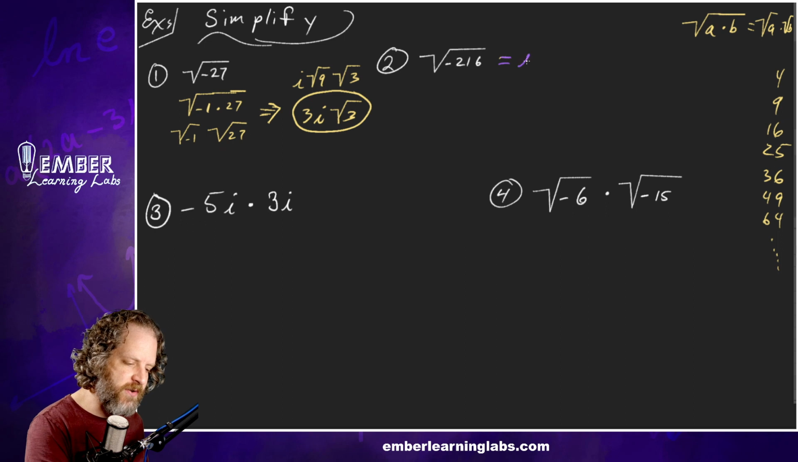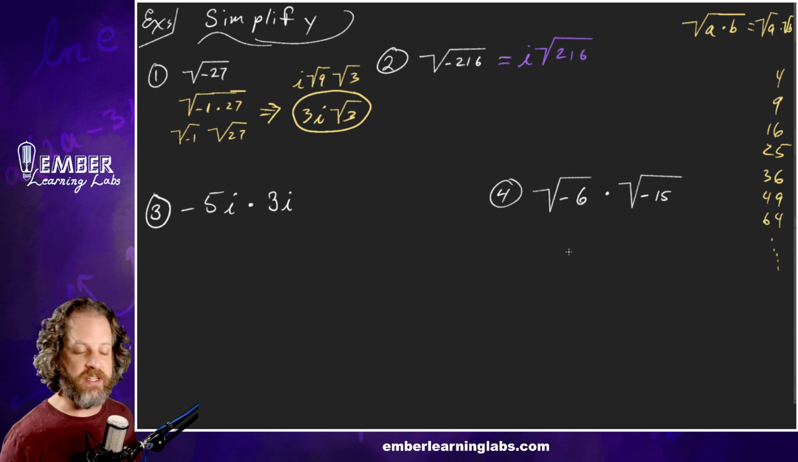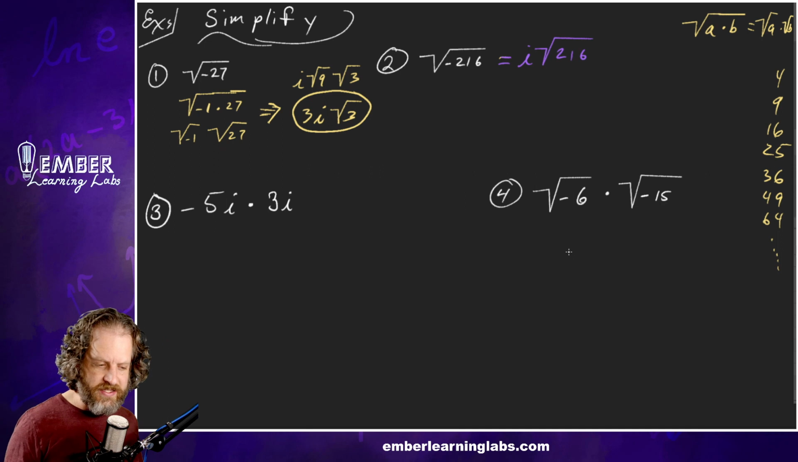We can turn this into i times the square root of 216, right? Now the negative is taken care of. We just need to see if we can simplify 216 even further. So is there a perfect square that goes into 216?